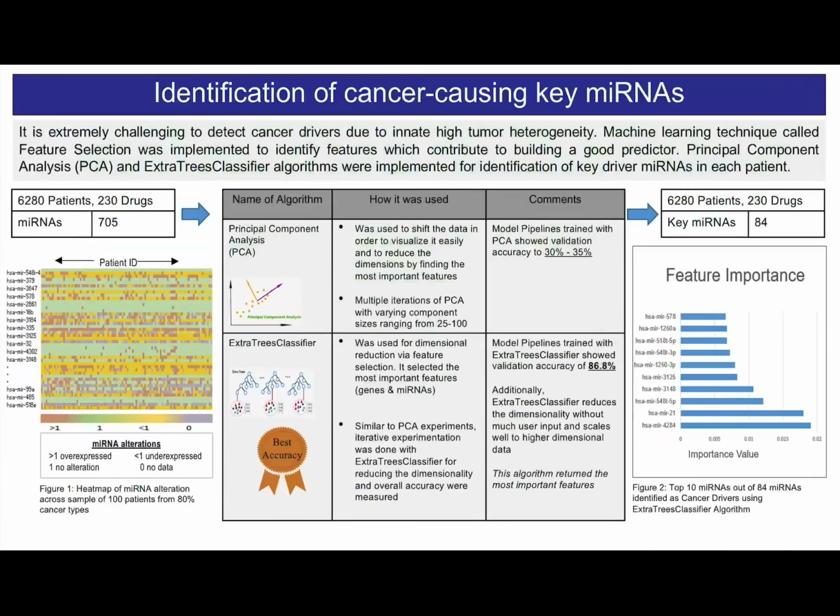The next step was feature selection, which allowed me to identify the microRNAs that played the biggest role in the final drug combination selection. While I experimented with principal component analysis, the extra trees classifier proved to be a much more accurate algorithm when it came to identifying key microRNAs. Feature selection allowed me to go from having 705 microRNAs to 84 key microRNAs that played a fundamental role in the final drug combination selection.